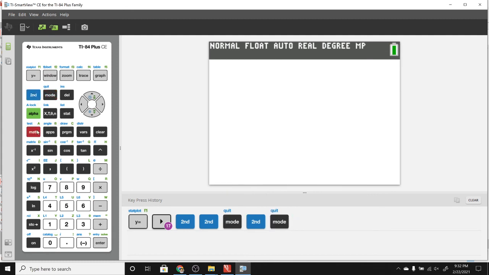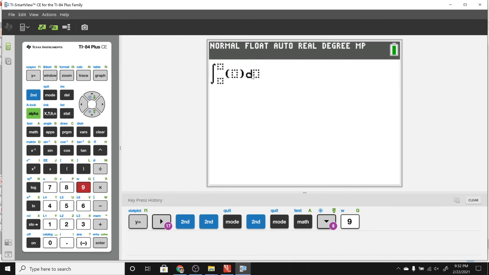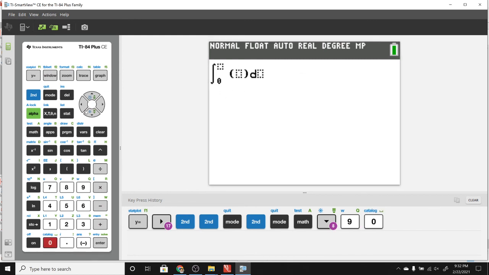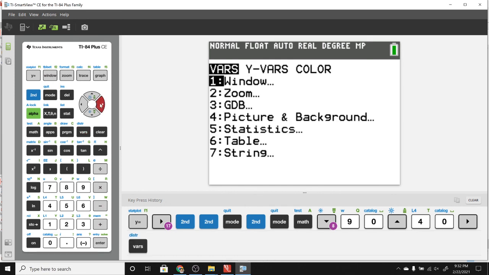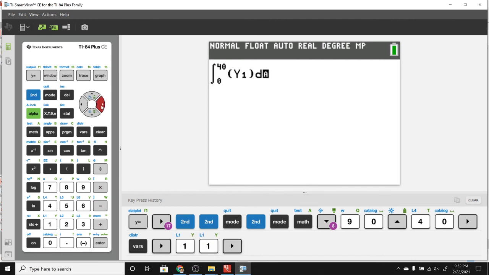So I'm going to go back, second quit. And to calculate the integral, we go to math, and we go down here to 9. So you can scroll down or just hit the number 9, it doesn't matter. So here we have our integral all set up. We're going from the integral from 0 to 40 of, I want that function. So remember, to do the function, if you've typed it in, we go vars, y vars, function y1. And then the variable we're using here, if it was x, or we could be using t or some other letter, so we're going to hit dx.